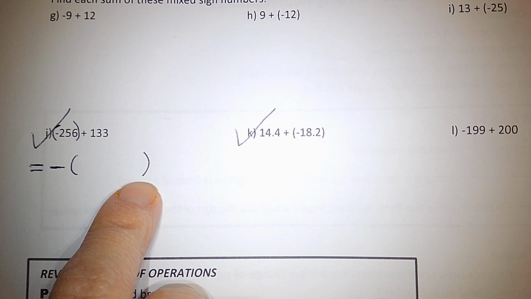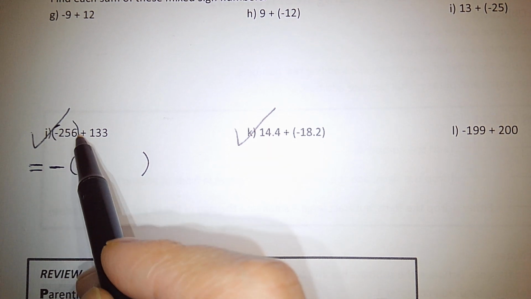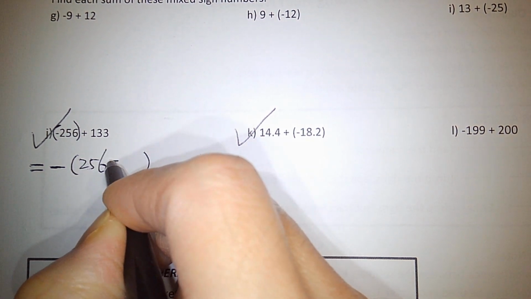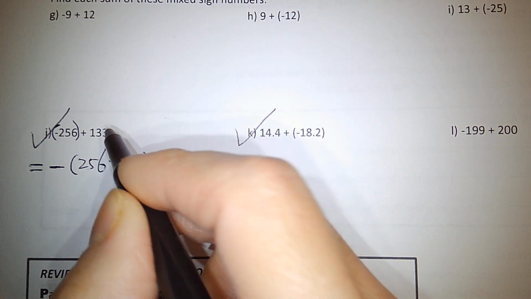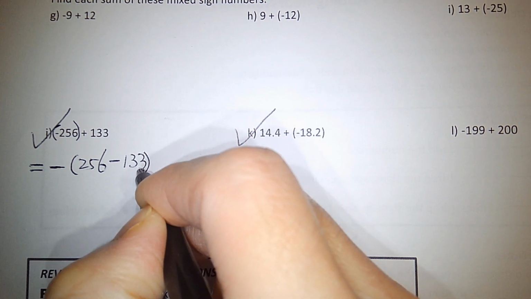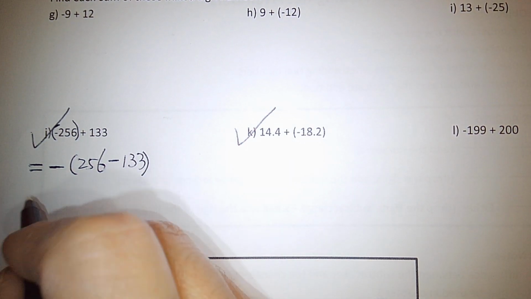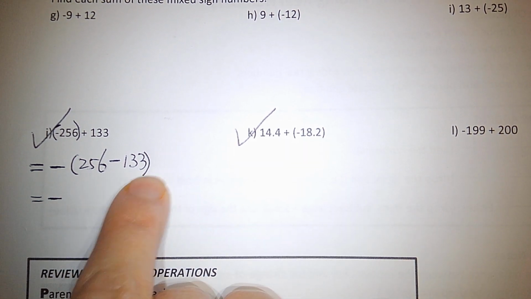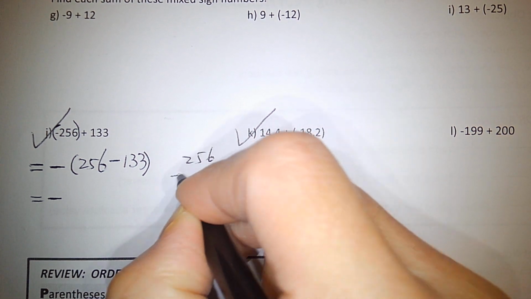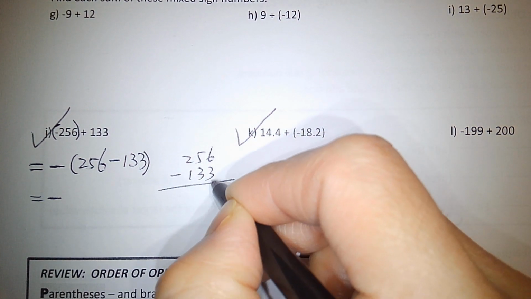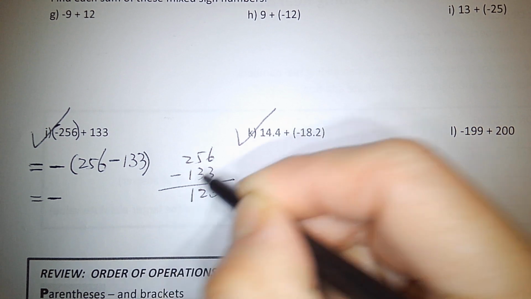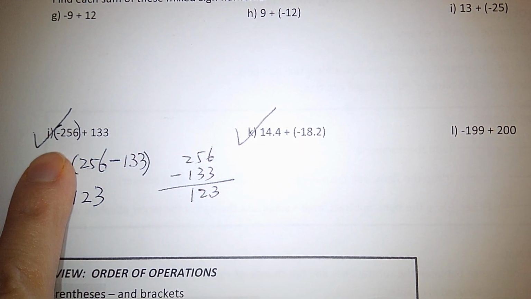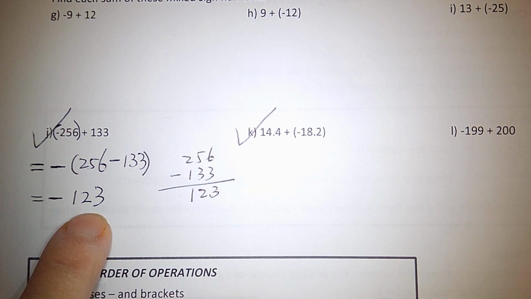Inside of parentheses, what do we do? Use the larger absolute value, which is what? 256 minus the smaller absolute value, which is what? 133, right? And then this gives us negative, 256 minus 133. 6 minus 3 is 3, 2 and 1. 123, right? So negative 123.